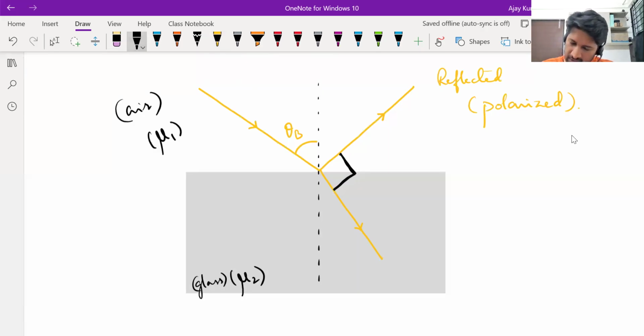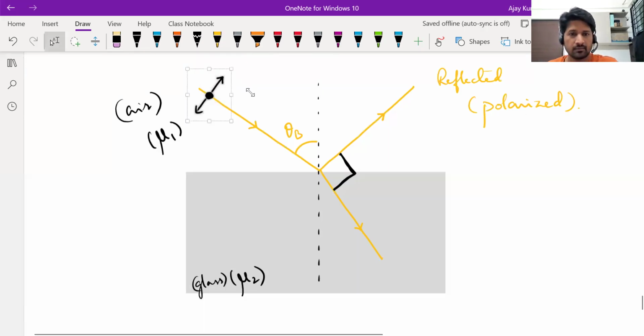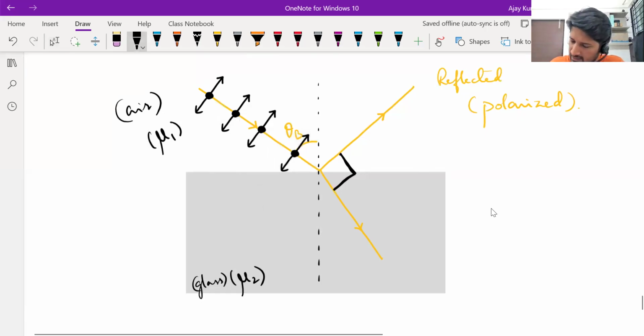See, incident light, assume it is unpolarized. Unpolarized light will be indicated by dots and arrows, as I said. So it has electric field oscillating in random directions. So incident light is unpolarized. Fine. When it is incident at Brewster's angle, the reflected light will be polarized. And in which direction does it get polarized? Only the dots are allowed to pass. This is what you will observe.